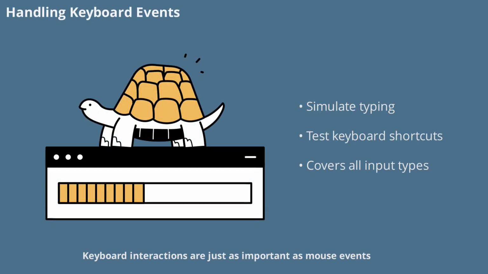Keyboard interactions are just as important as mouse events. With action chains in the Keys class, you can simulate typing, pressing Enter, Tab, Backspace, and more. This is essential for testing forms, shortcuts, and any feature that relies on keyboard input.